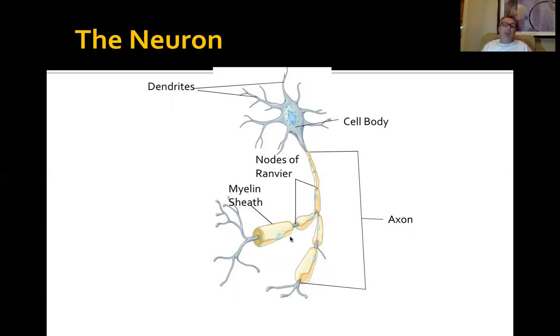So anyway, you can see the myelin sheath that helps with conduction, right? And the gaps in between the myelin sheath, where there is no insulation, those are called the nodes of Ranvier. So those would be those there, right? And the axon would be this part.